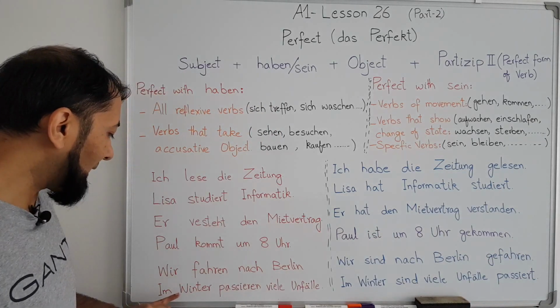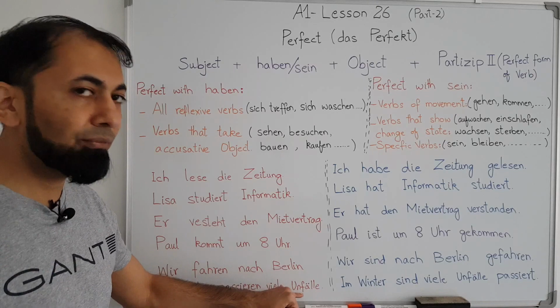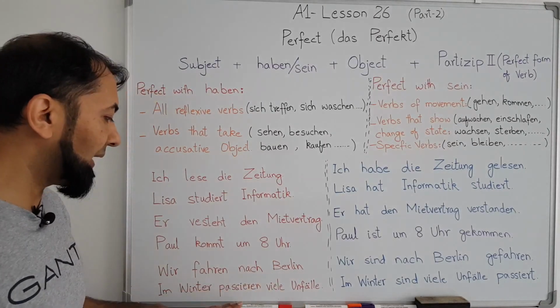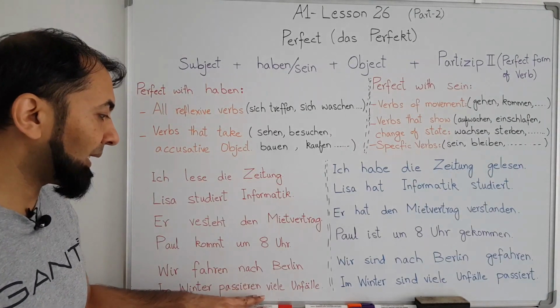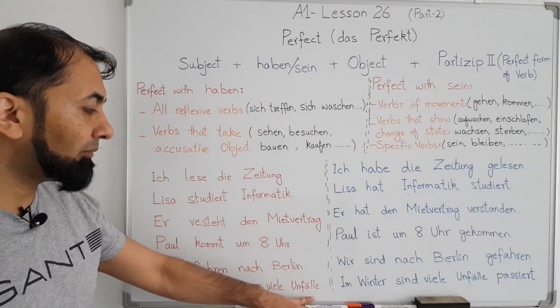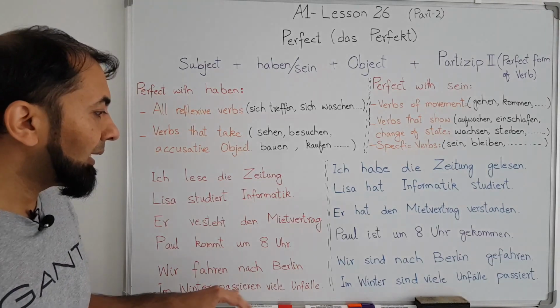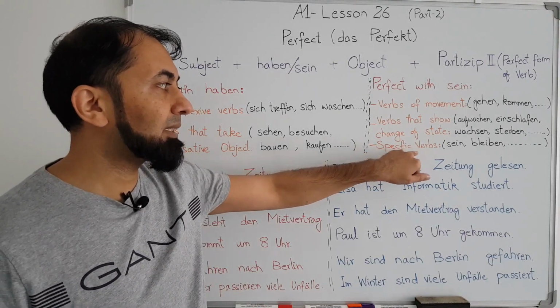Now the last example is Im Winter passieren viele Unfälle. It means many accidents occur in winter. Passieren is a verb which means to occur or to happen. Unfall means accident. Unfälle is the plural, which means accidents. In winter, a lot of accidents occur. So this verb passieren belongs to this category, a specific verb.